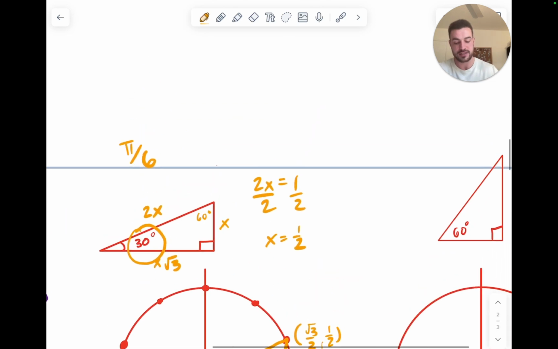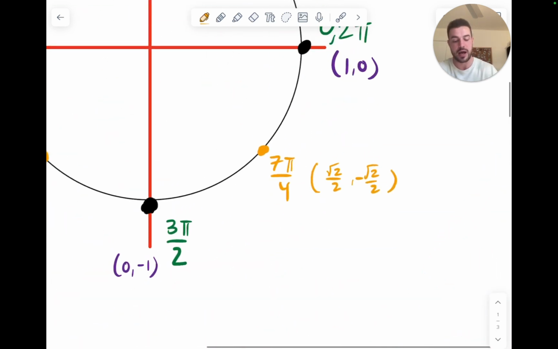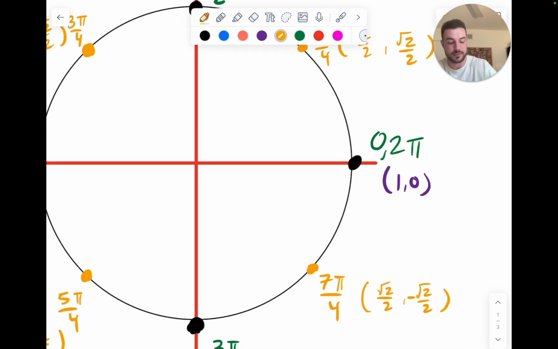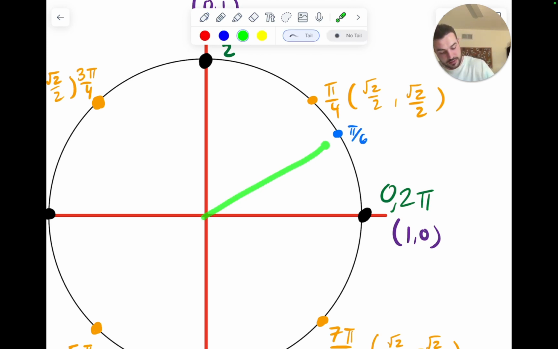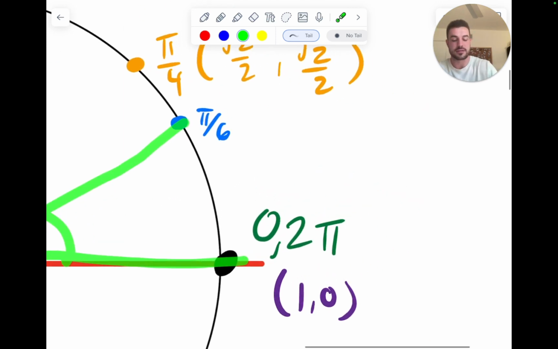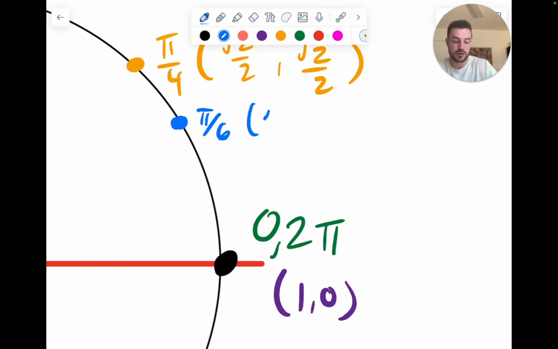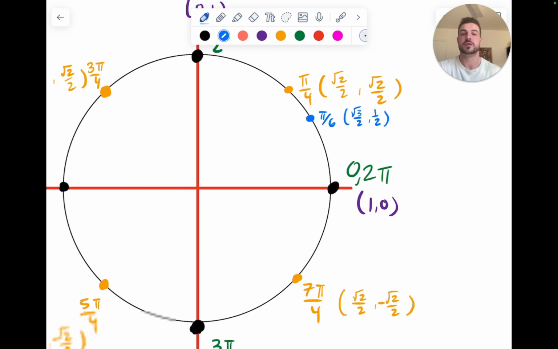So if we use that same logic, and I'm just going to add it to our circle up here, what color do we want to do? Let's do blue. All right, pi over 6 is going to be roughly right there. And again, that is this angle measurement. That's pi over 6. And it has the coordinates root 3 over 2, comma 1/2.